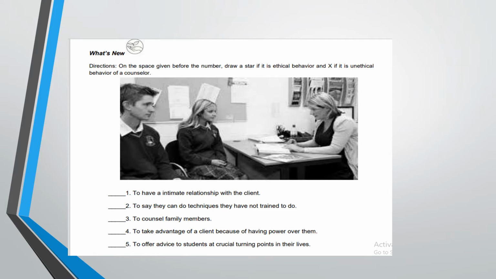Number two, to say they can do techniques they have not trained to do. Ethical or unethical? Number three, to counsel family members. Number four, to take advantage of a client because of having power over them. Number five, to offer advice to students at crucial turning points in their lives.